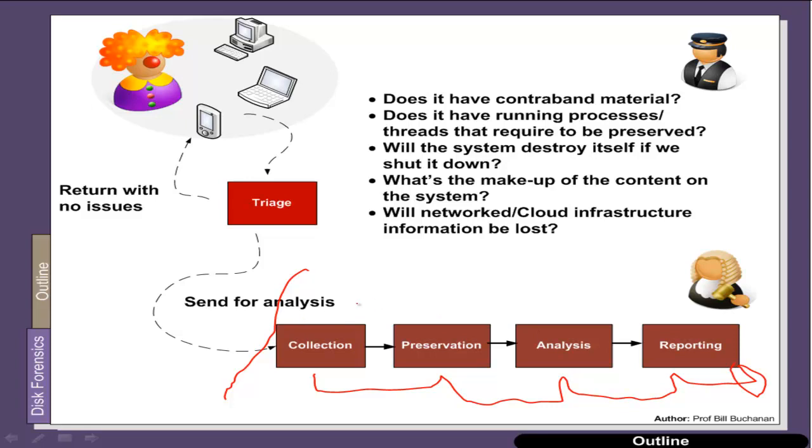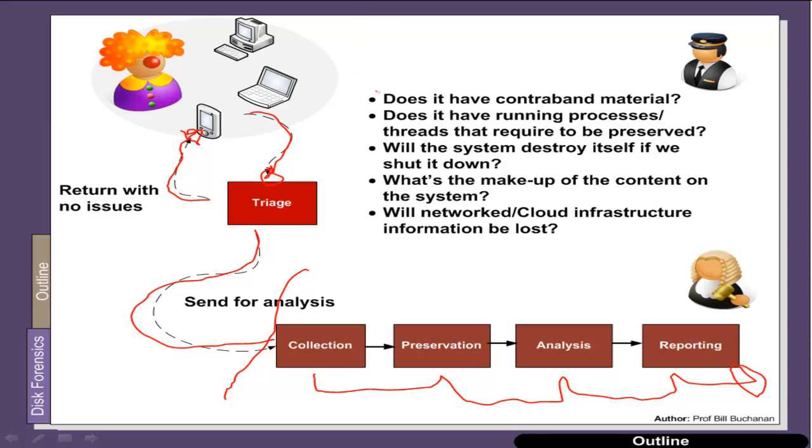More and more devices are actually storing digital information and can have trails of evidence on them. So triage involves having a quick analysis of the digital information on our devices to see if we can return it back without requiring to go through this whole CPAR process. If we find that there's something interesting, then we would normally send it through that process.